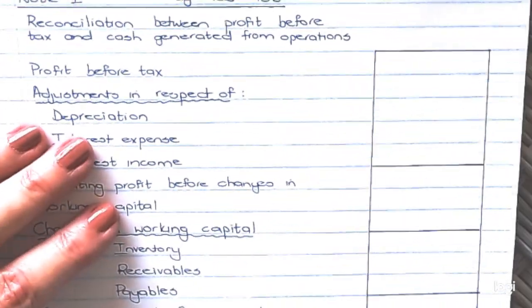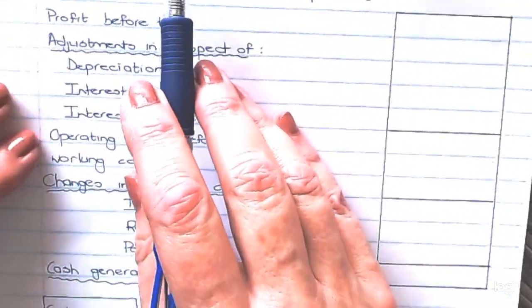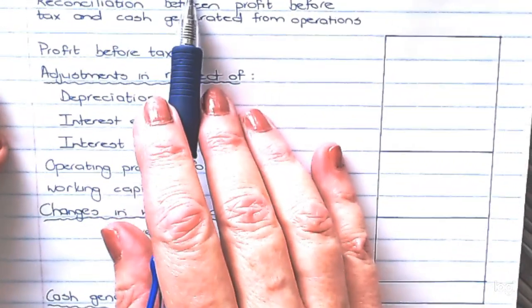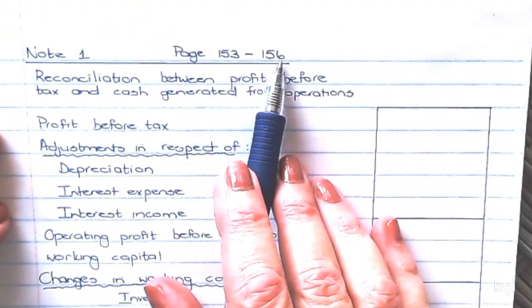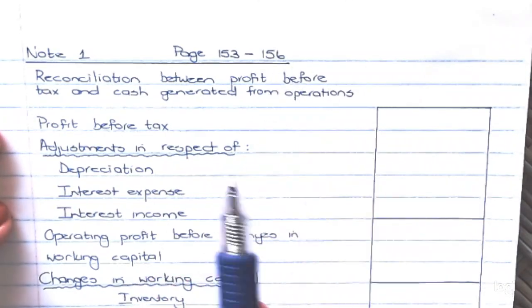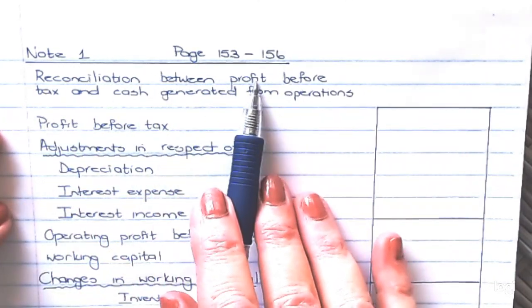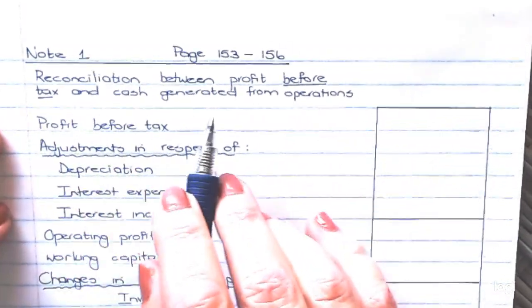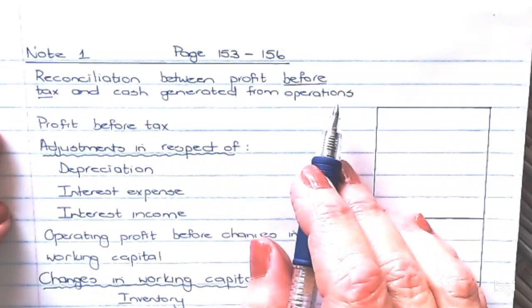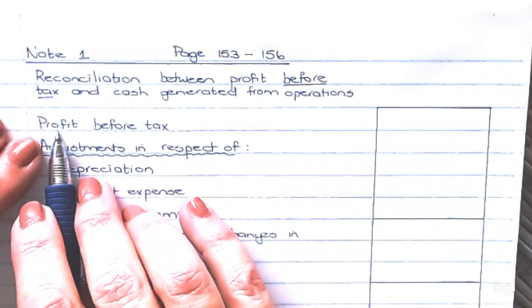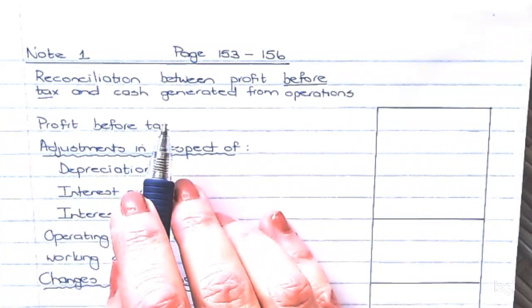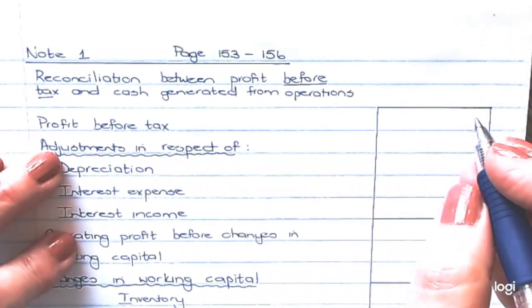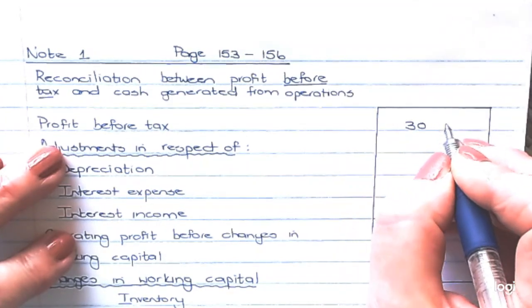And here is note 1. I took this from the New Era Accounting textbook, page 153 to page 156. This is the reconciliation between profit before tax and cash generated from operations. So what do we do? We take the profit before tax as it is given to us in your information. In this case, we've got the profit before tax as 30,000 Rand.